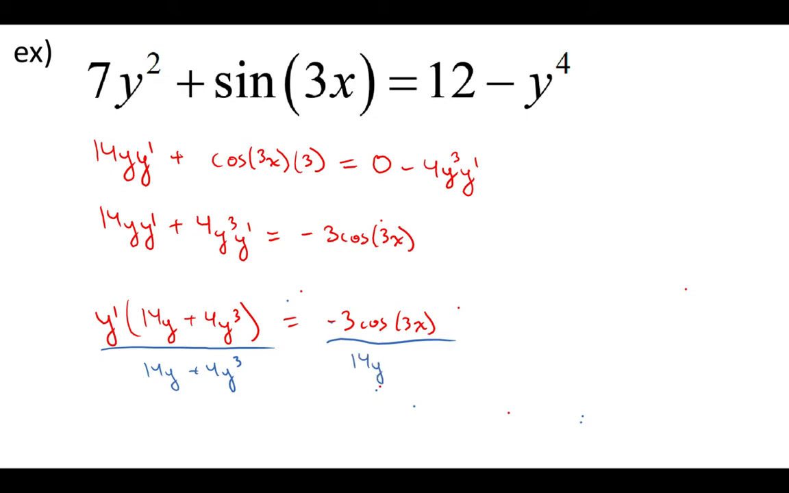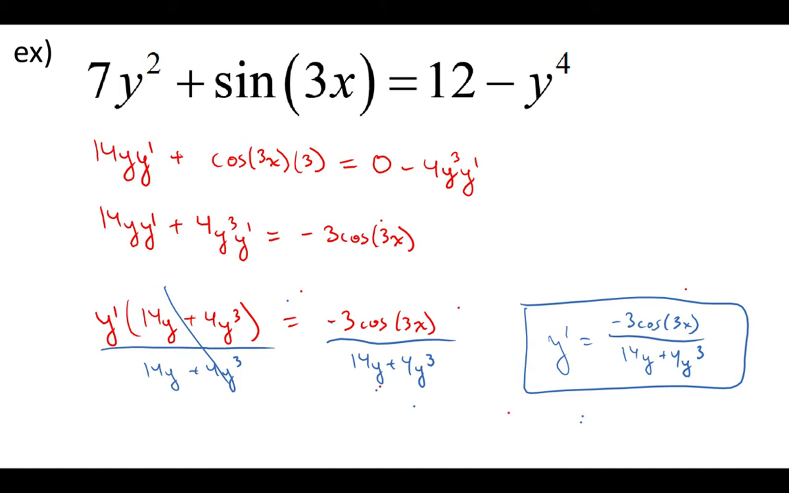Make sure you're writing out these steps too. Don't get lazy and skip these steps. It's not going to kill you to write a little extra. So my final answer then is y prime equals negative 3 cosine of 3x over 14y plus 4y cubed.